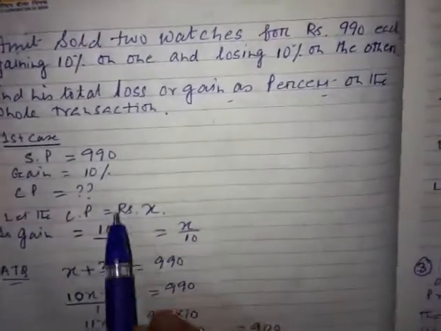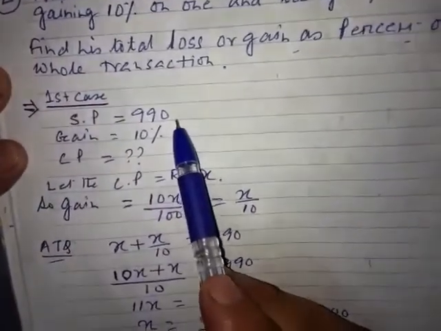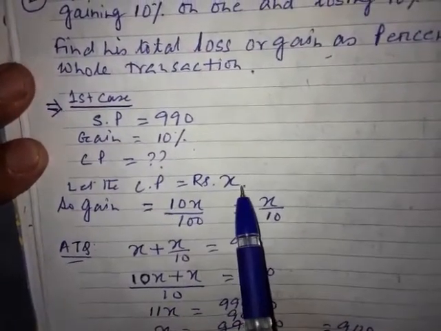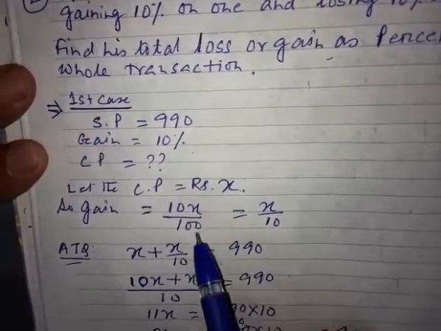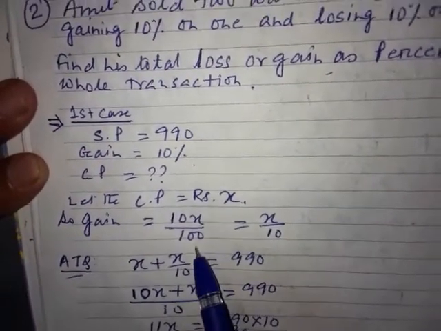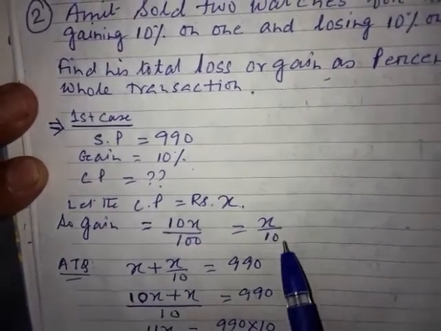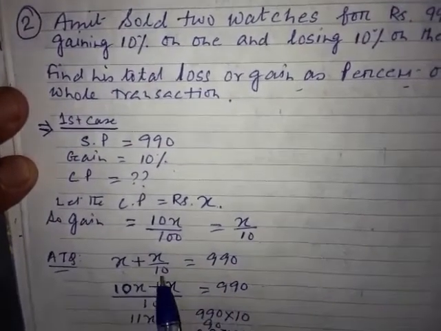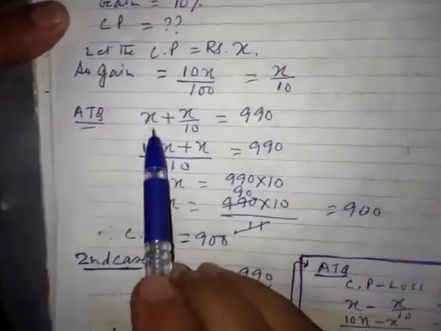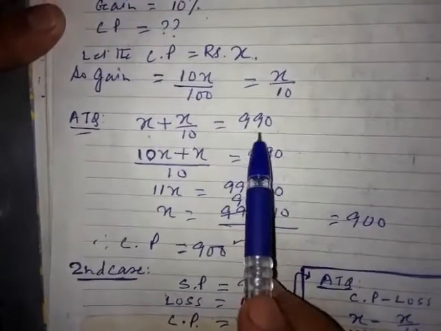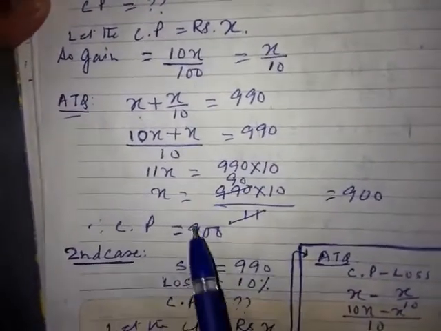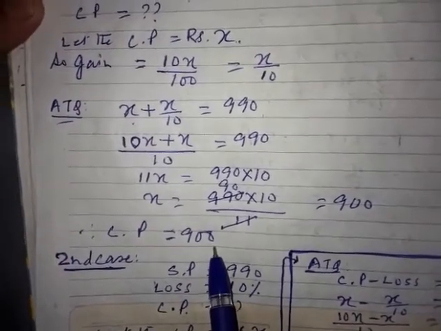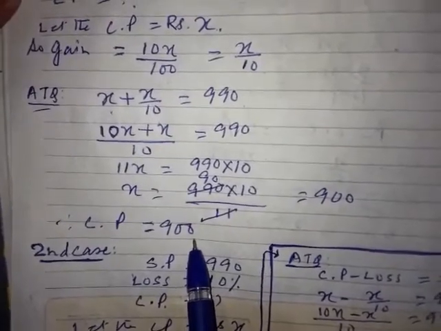Again, what is given in the first case? 990 is the SP. The gain is 10%. CP is not known, so let the CP be X. If you know the CP, you can find the gain. How to find the gain? 10% of X means 10X by 100, which is X by 10. Now CP plus gain equals SP. CP is X, gain is X by 10, SP is 990. By doing the calculation, you get X equal to 900. So the CP of the first case is 900.